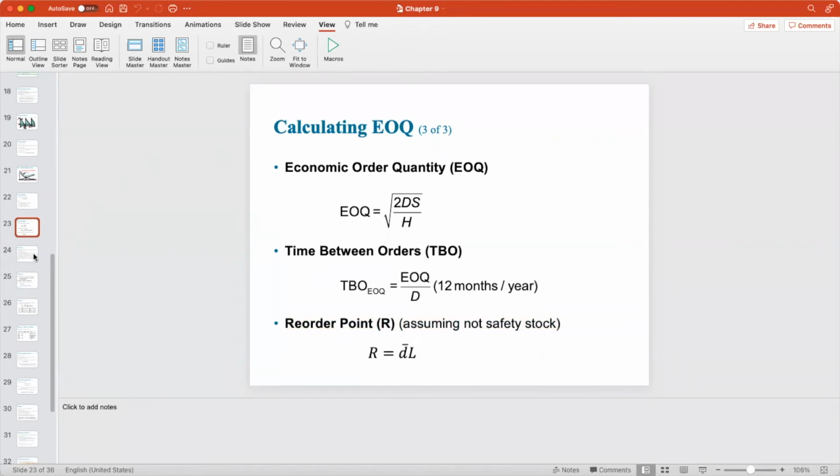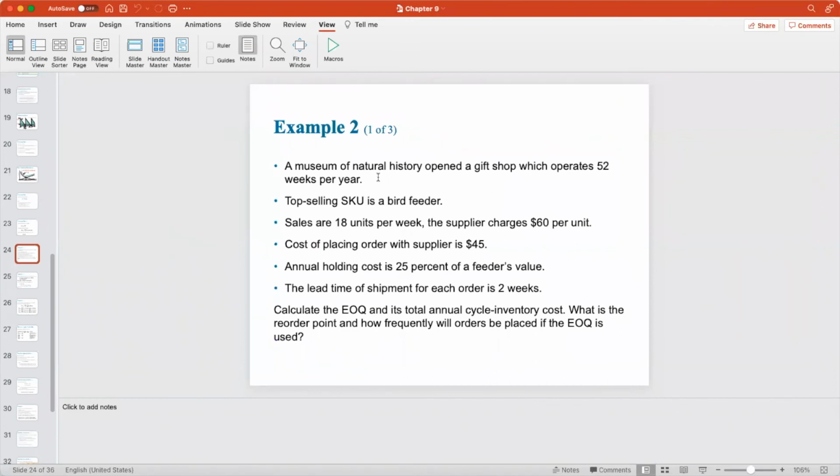Now let's use a quick example to illustrate the key sense of the fixed order quantity model. As you can see here, suppose a museum of natural history opened a gift shop which operates 52 weeks per year. The top selling SKU is a bird feeder. Sales are 18 units per week and the supplier charges $60 per unit. We know the cost of placing an order with the supplier is $45 and the annual holding cost is 25% of a feeder's value. Suppose we also know the lead time of the shipment for each order is 2 weeks.